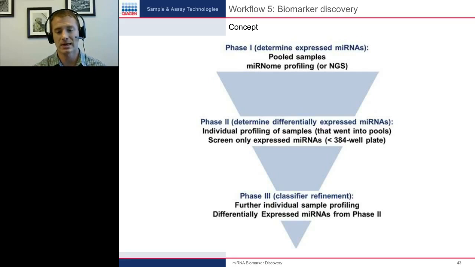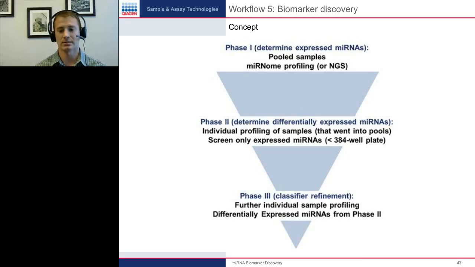Phase 2 is where you use the microRNAs that were expressed in phase 1 and determine your differentially expressed microRNAs. As a first set of samples, you can use any of the samples that went into your pooled samples to do individual profiling. For this, you're only screening your expressed microRNAs from phase 1. In phase 2, you want to determine your differentially expressed microRNAs as well as your invariant microRNAs, because the invariant microRNAs will be used in phase 3 for data normalization.